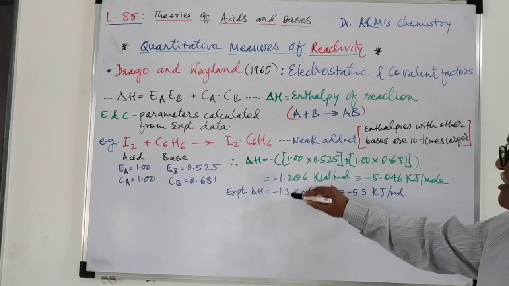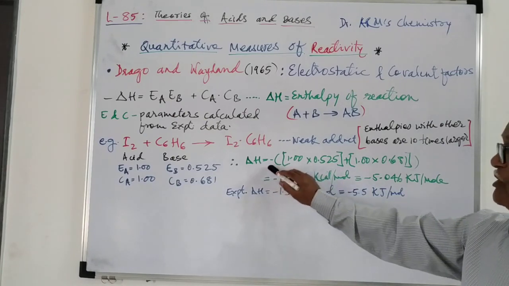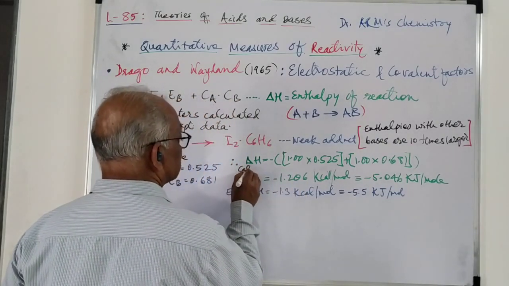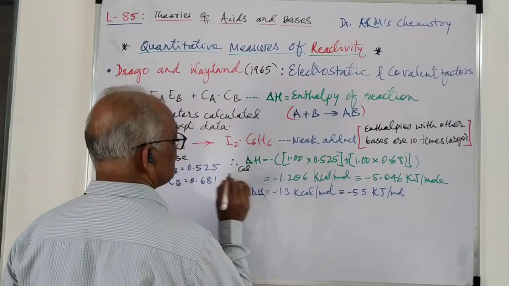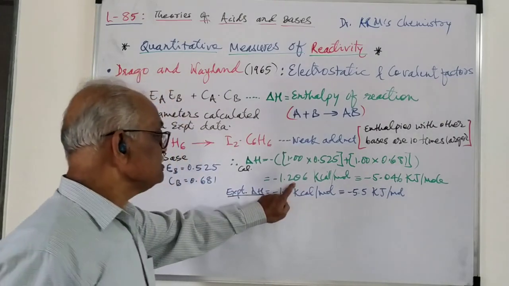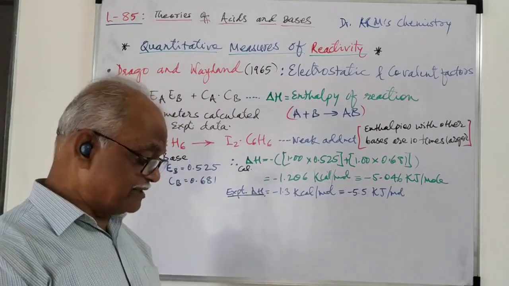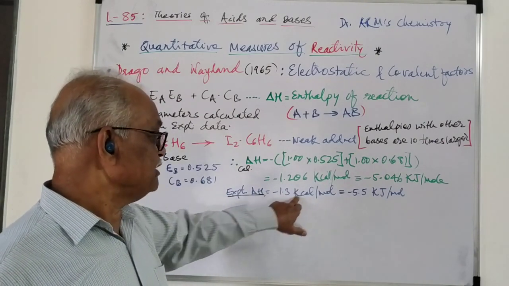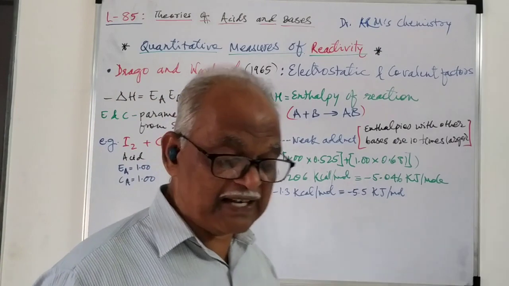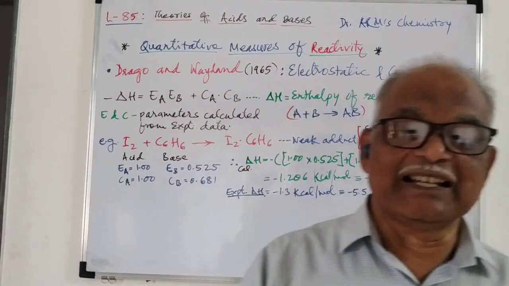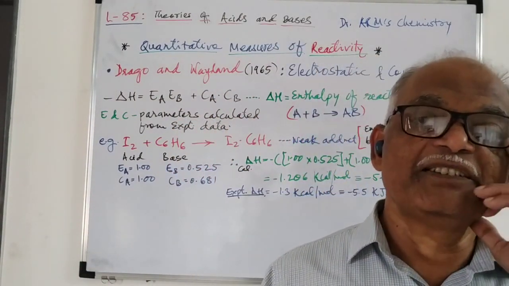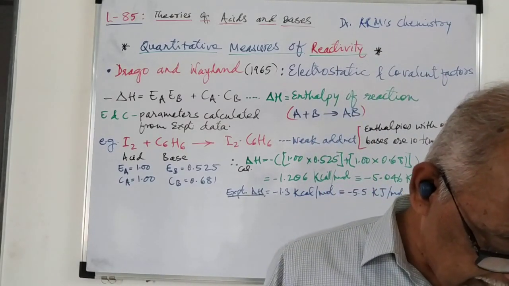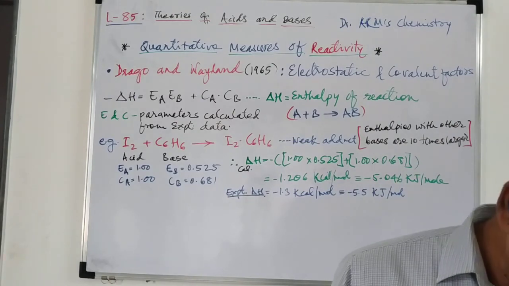If you compare these values, this one is the calculated value and this is the experimental value. You will find that there is nearly 10% increase in the experimental value. The experimental values and calculated values are not exactly the same. So there is a 10% increase in the values.